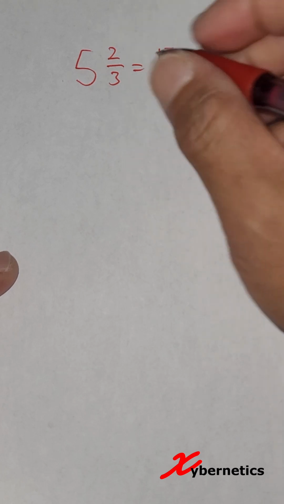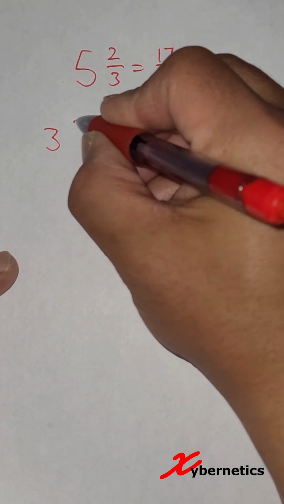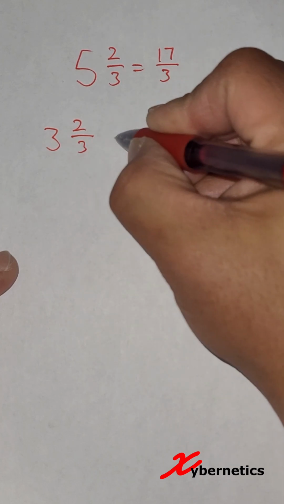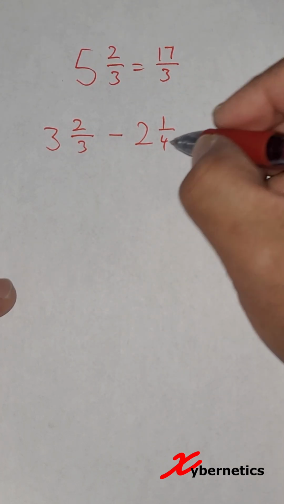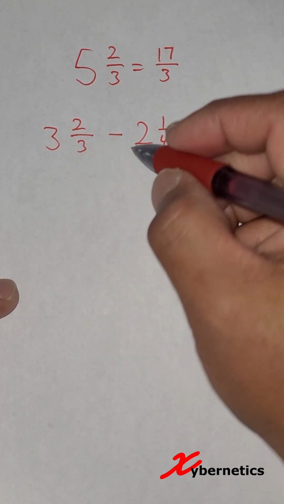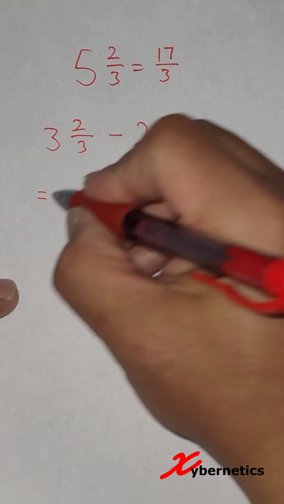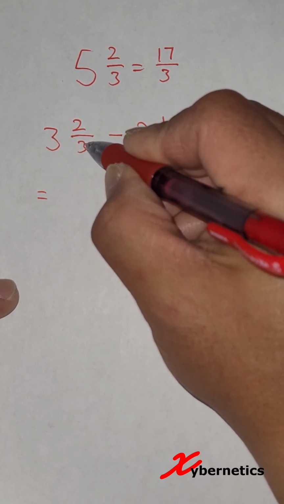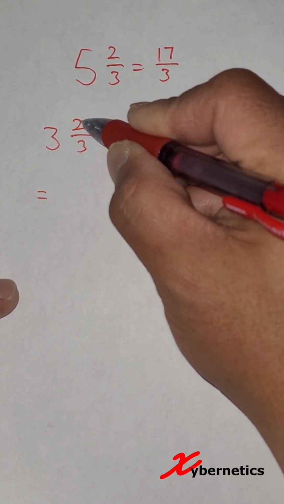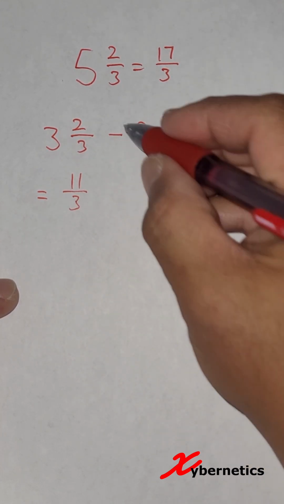So let's start with some examples here. Let's say you have a mixed number of 3 and 2 over 3, subtract that with 2 and a quarter, like this. The way to subtract this, like I mentioned, you have to convert each of these mixed numbers into an improper fraction here. And the way to do it is 3 times 3 will give you 9. 9 plus 2 from the numerator will give you 11. And the denominator, just copy over straight up.